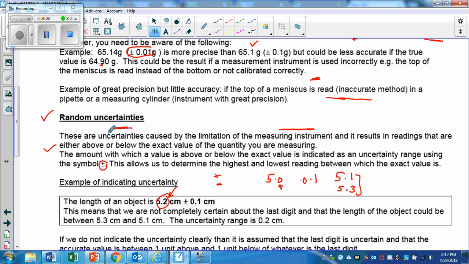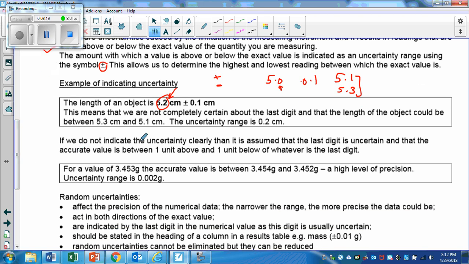So random uncertainty is the uncertainty that is caused by a wrong measurement, a wrong reading. If we do not indicate the uncertainty clearly, then it is assumed that the last digit is the uncertain digit, and that the accurate value is between 1 unit above and 1 unit below whatever the last digit is. So if your last digit is 4, as in 3.454, then the range is between 3.453 and 3.455; likewise, for 3.452 the uncertainty is 0.002.